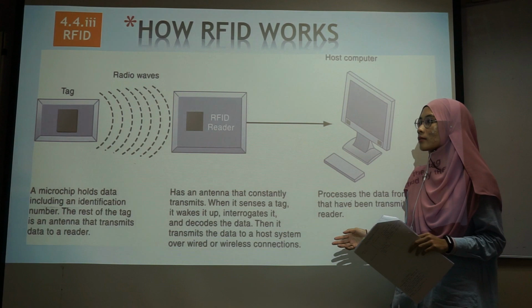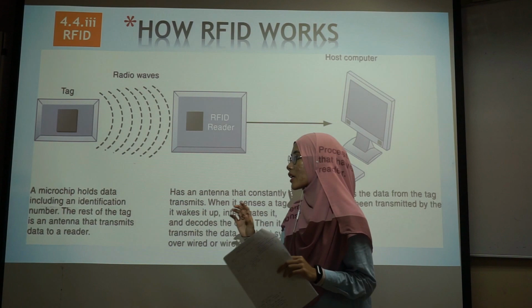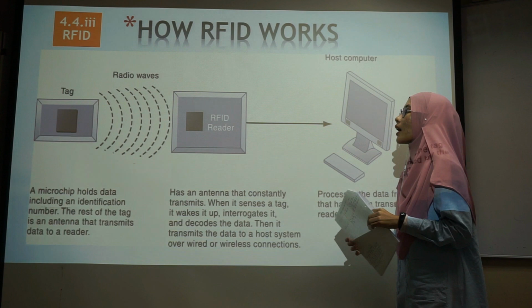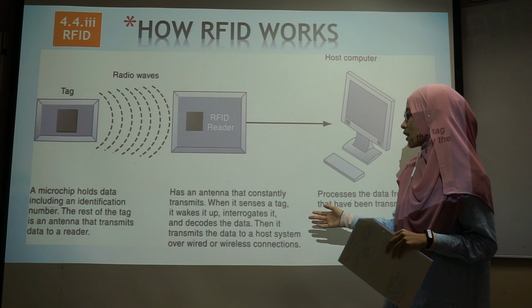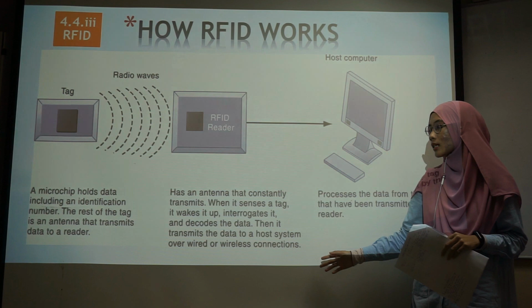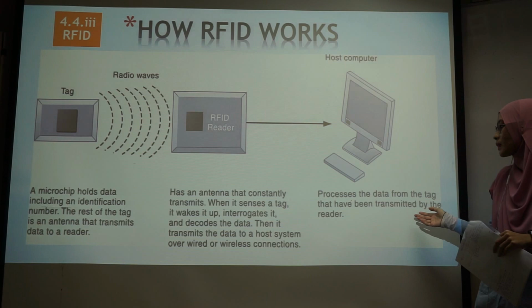Okay, next. This is how RFID works. The first step: the microchip hosts the data, including the identification number. The rest of the tag is an antenna that transmits data to the reader. The second step: the antenna, which constantly transmits, senses a tag, wakes it up, interrogates it, and decodes the data. Then it transmits the data to a host system over wired or wireless connections, and the host computer processes the data from the tag that has been transmitted by the reader.